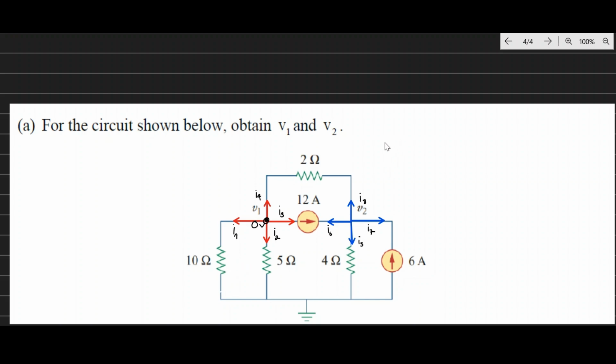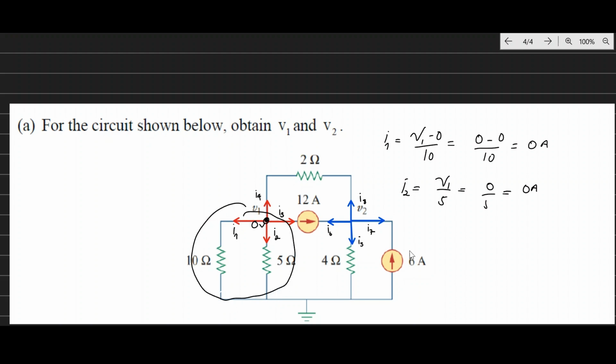You see, if you calculate I1, we said it is V1 minus 0 over 10. And V1 is equal to 0, so 0 minus 0 over 10. So I1 is equal to, sorry, 0 amps. That means there's no current flowing through them, so they are shorted out from the circuit. Similarly, I2 is the same thing. We said it is V1 over 5, and V1 is simply 0 over 5. Again, this is 0 amps, meaning this part of the circuit is dead in short.